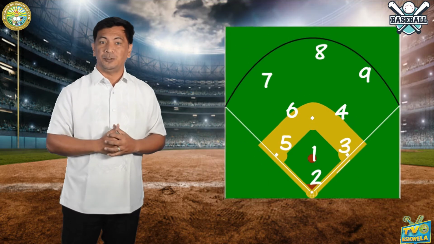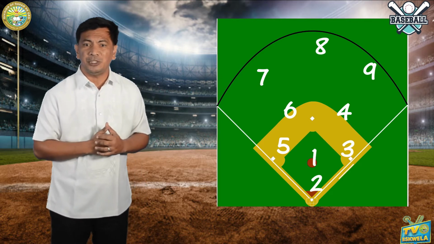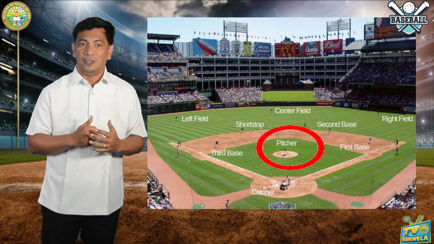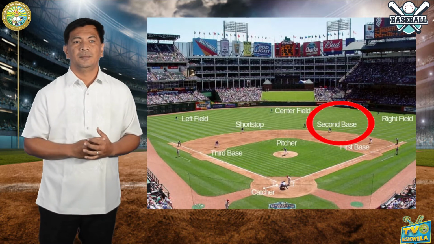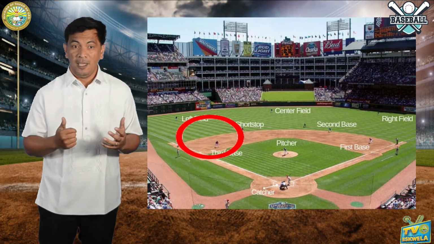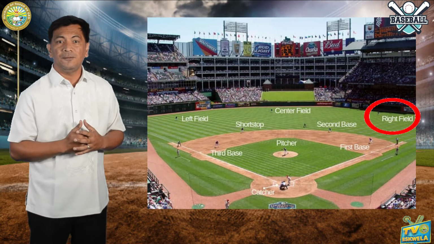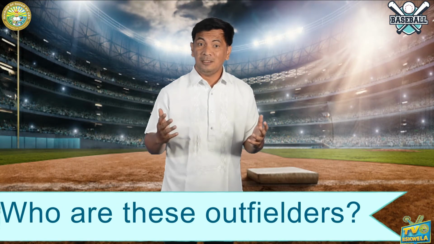In playing baseball, there are 9 defensive positions, right? What are these defensive positions? These are the catcher, the pitcher, the first baseman, the second baseman, the shortstop or the shortstopper, third baseman, left fielder, center fielder, and the right fielder. Now, let me ask you a question. Who are these outfielders?